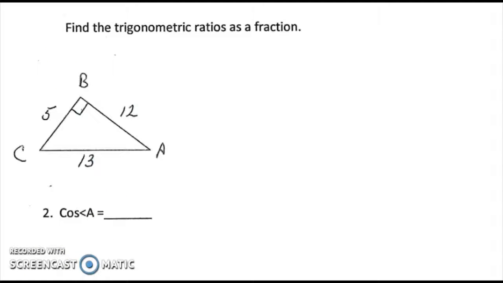So we're looking for cosine of A for number 2. So circle angle A, draw your arrow across. That side's going to be opposite, so put an O. The hypotenuse is across from the 90-degree angle, which is 13. The third side is adjacent, which is next to angle A.